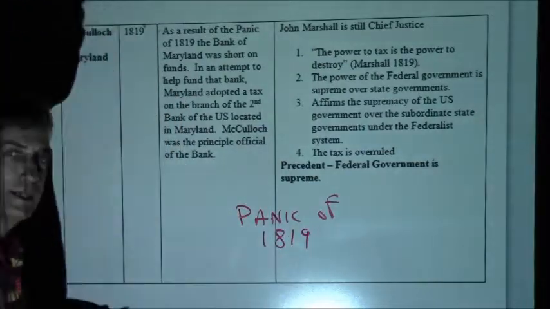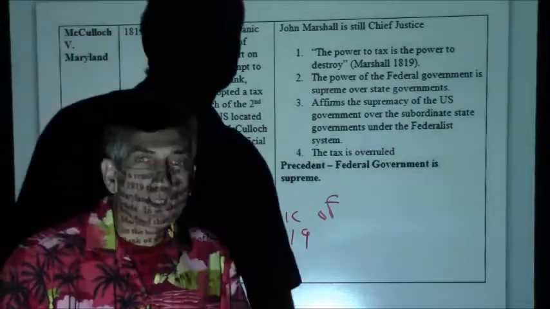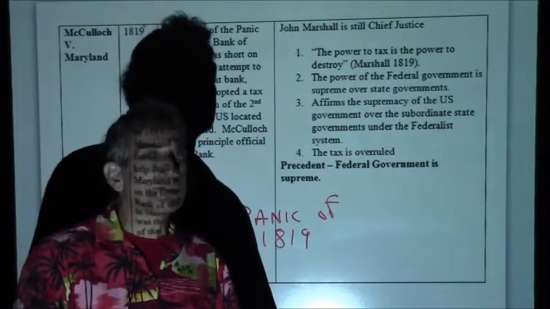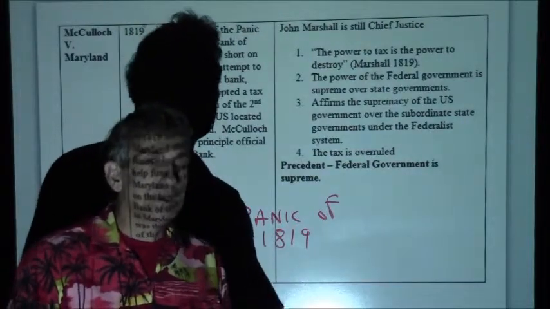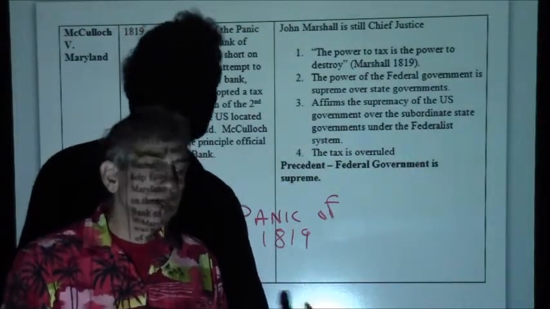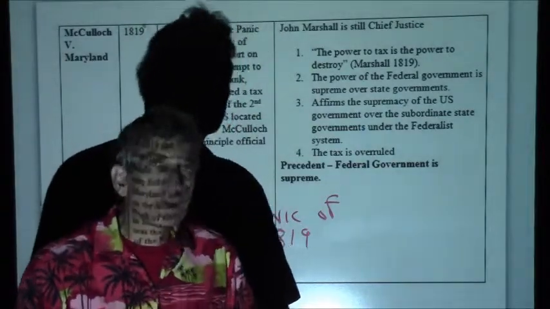Because in that panic, Andrew Jackson's family is going to lose a good deal of money, and because of that, he's not going to be very happy. But we'll deal with that when we get to the Jackson presidency. So what happens is, the two players are McCulloch v.